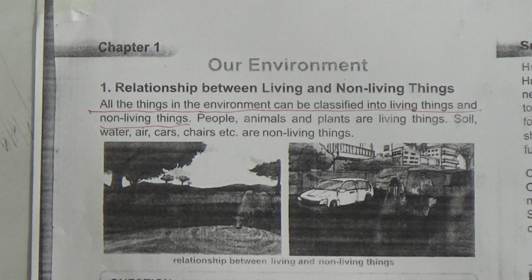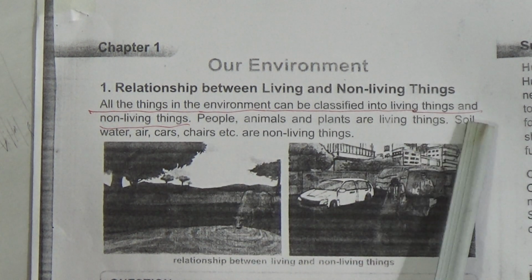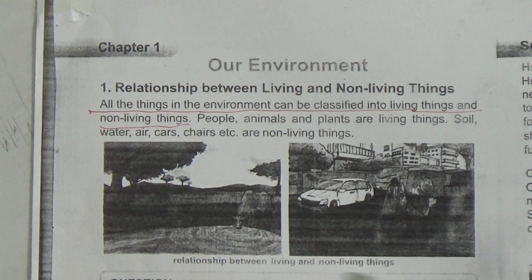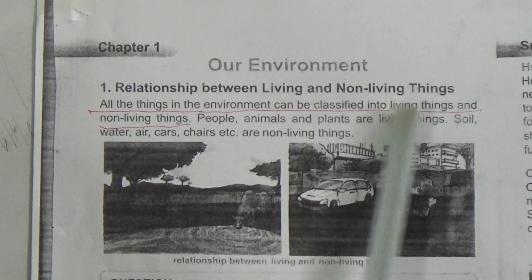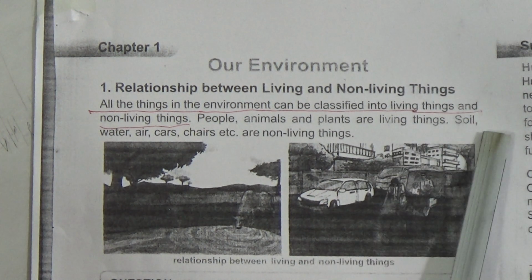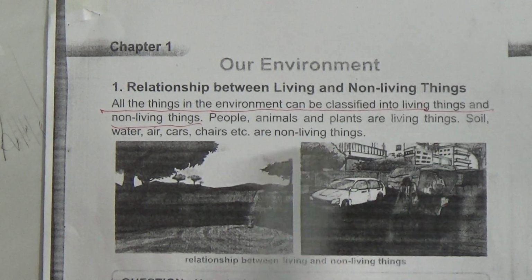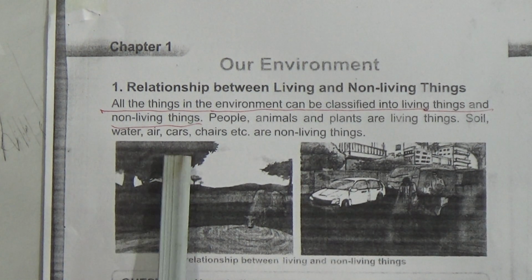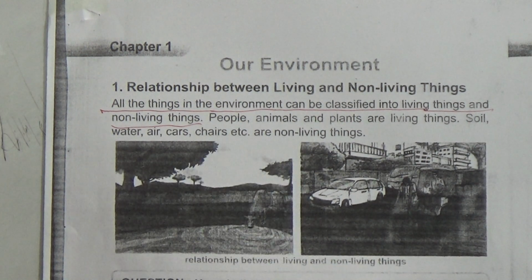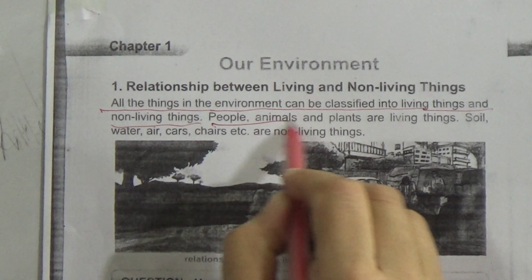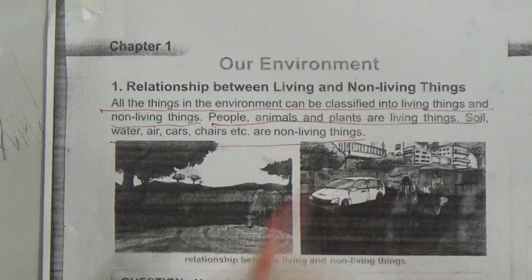All the things in the environment can be classified into living things and non-living things. That means all the things in the environment can be classified into two types or two groups, that is living things and non-living things. People, animals and plants are living things, and soil, water, air, cars, chairs, etc. are non-living things. So my dear students, underline also this line. This is also important for fill in the blanks or matching.